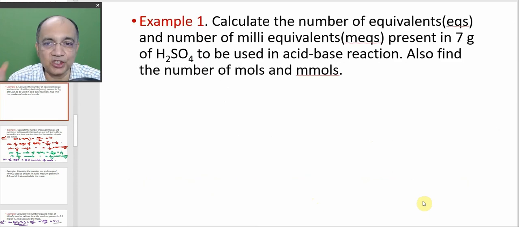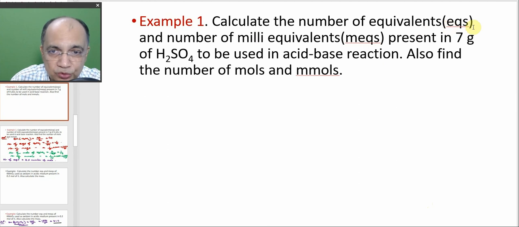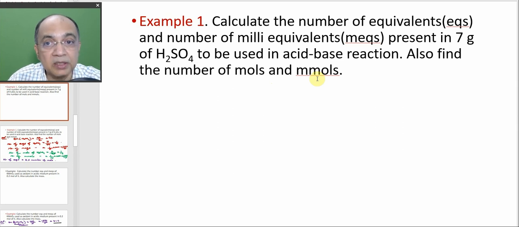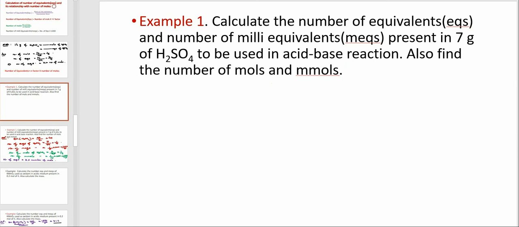Now see, let us solve this problem. You pause the video now. I am going away, and when I return, you will definitely match. Read this problem: calculate the number of equivalents, EQs, and the number of milliequivalents, MEQs, present in 7 gram of sulfuric acid to be used in acid-base reaction. Also find the number of moles and millimoles, just for comparison. Okay, you do. Pause it. I am going away for some time.